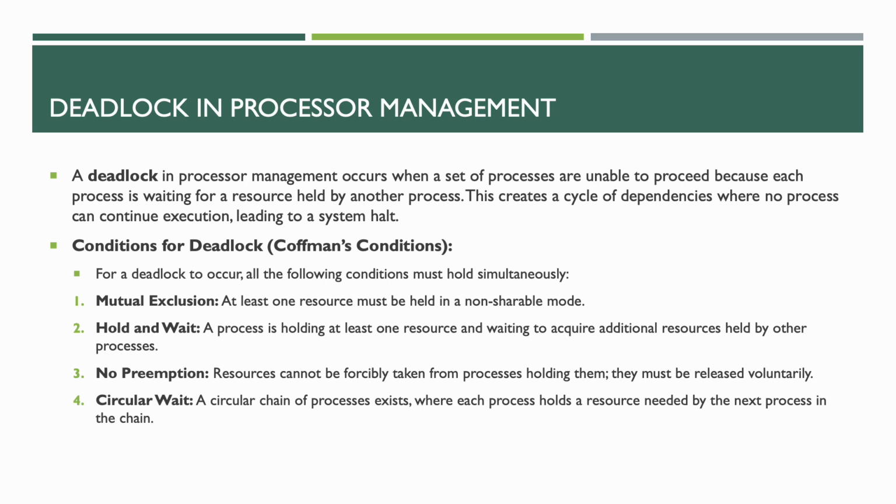Okay, fourth one is circular wait. A circular chain of processes exists where each process holds a resource needed by the next process in the chain. For example, process A holds resource X, waiting for resource Y, which is held by process B, and process B holds resource Y, waiting for resource X, which is held by A. If all four conditions are met, a deadlock occurs and the system halts.